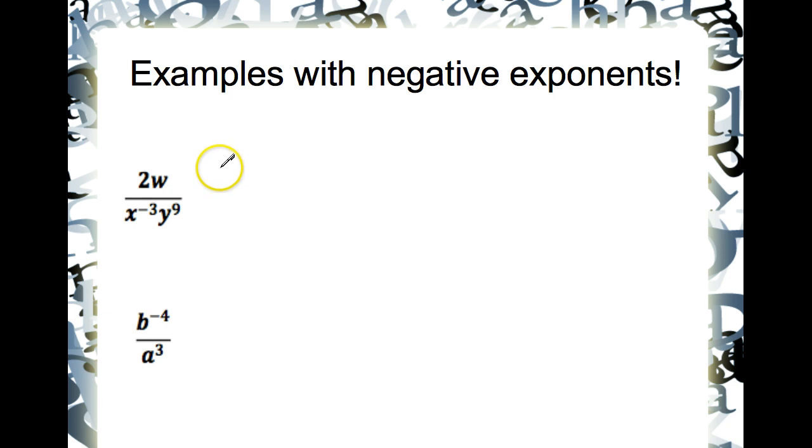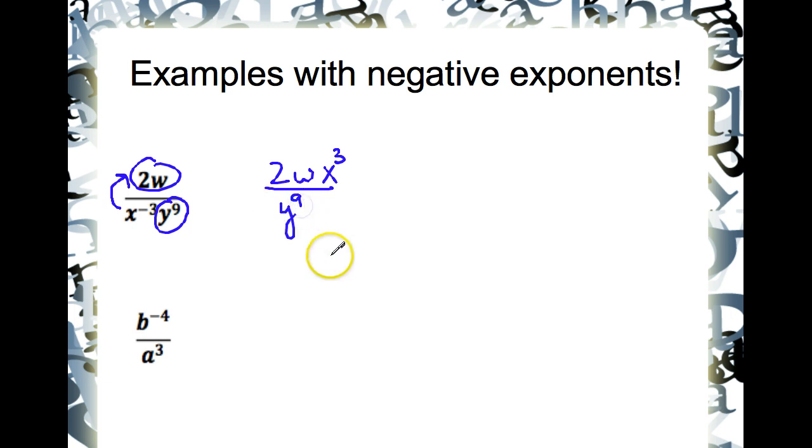A really good way to work on this, again, since the negative exponent is the instruction to take a reciprocal, if a negative power is on the bottom, it's going to flip to the top. Okay? So I'm going to start here with my fraction bar. 2w is in the numerator. That's going to remain in the numerator. X to the negative third is in the denominator, but that negative power instructs you to take the reciprocal, so it flips from the bottom to the top. So now x to the positive third goes on top. Y to the ninth is in the denominator, and the exponent is positive, so it stays in the denominator.